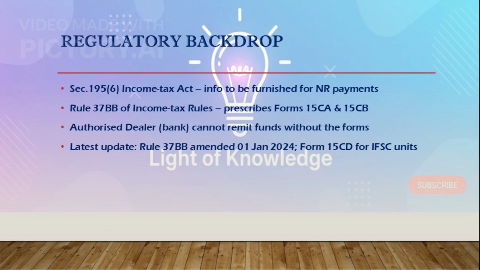Section 195 governs TDS on non-resident payments. Subsection 6 empowers CBDT to collect information. Rule 37BB operationalizes this through E-forms 15CA and 15CB. From 2024 an additional Form 15CD applies only to IFSC units, but today we focus on the mainstream forms.